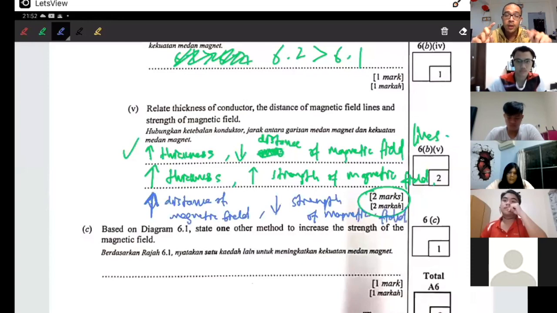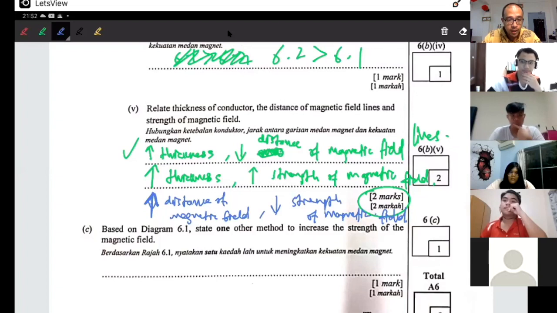As a reminder, when you read the question, also look at the marks. The marks will tell you how many sentences you need to form. Don't just write one word and then expect 2 marks. It doesn't happen that way. If I relate thickness of the conductor, that's what I said earlier.